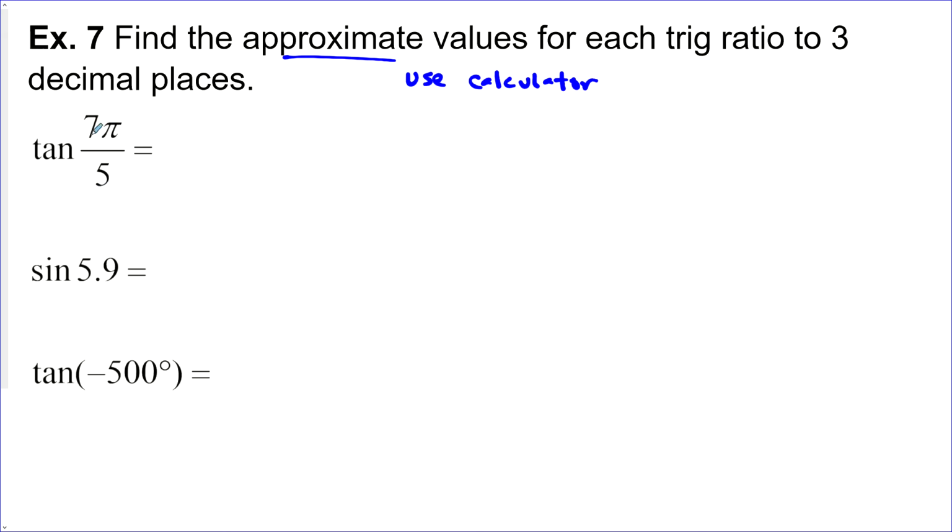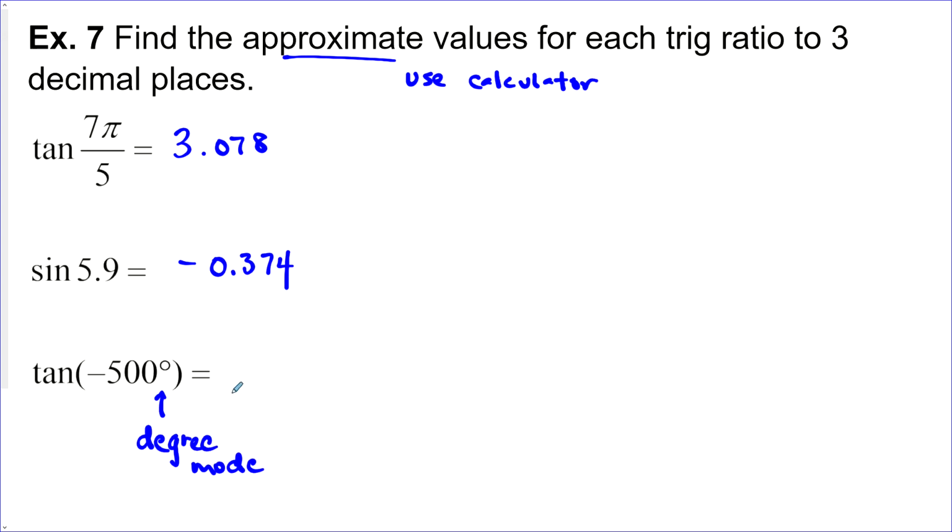This one is a radian measurement. This one is also radian. This one is degree mode. Or we need to be in degree mode. The first one, put that in our calculator, 3.078. Second one, put in our calculator, negative 0.374. And last one, put that in our calculator and change the mode of your calculator.